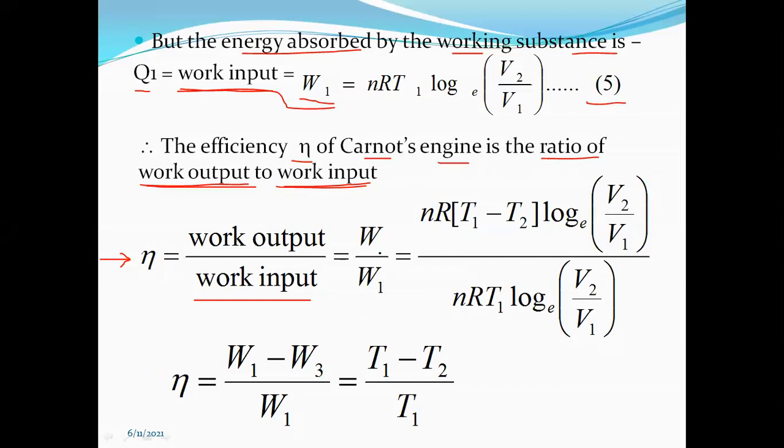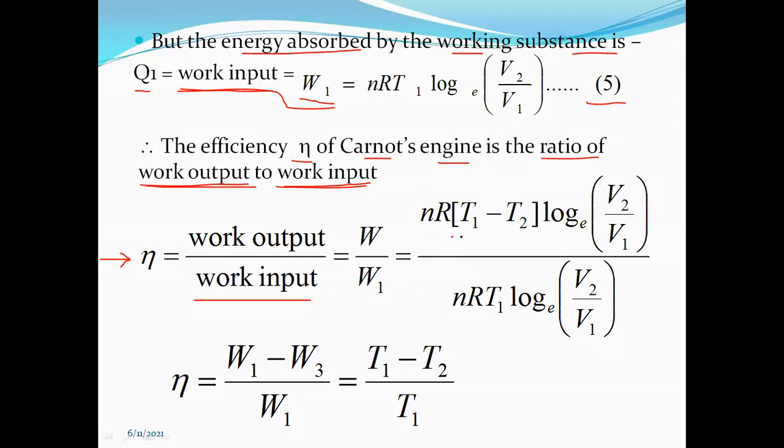Therefore, this W upon W1 is equal to, just rewrite the equations, that is equation number 4, nRT1 minus T2 log to the base e V2 upon V1 in the numerator, divided by the value of W1, that is nRT1 log to the base e V2 upon V1. So here what remains is eta is equal to T1 minus T2 divided by T1.